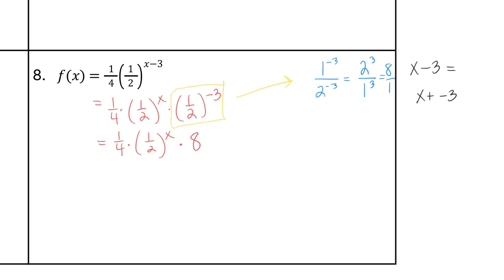Okay, and then the next thing here is this 1/4 and this 8 are both constants, so we can combine those together. 1/4 of 8 is 2. So this would be 2 and then times 1/2 to the x power. And that's our final answer.